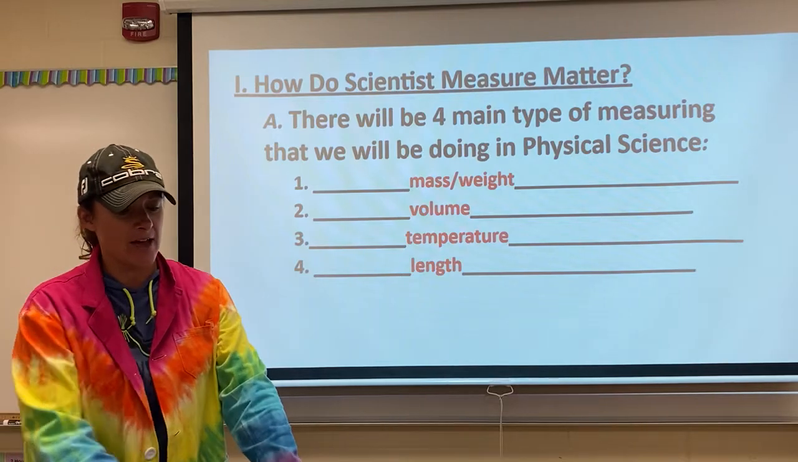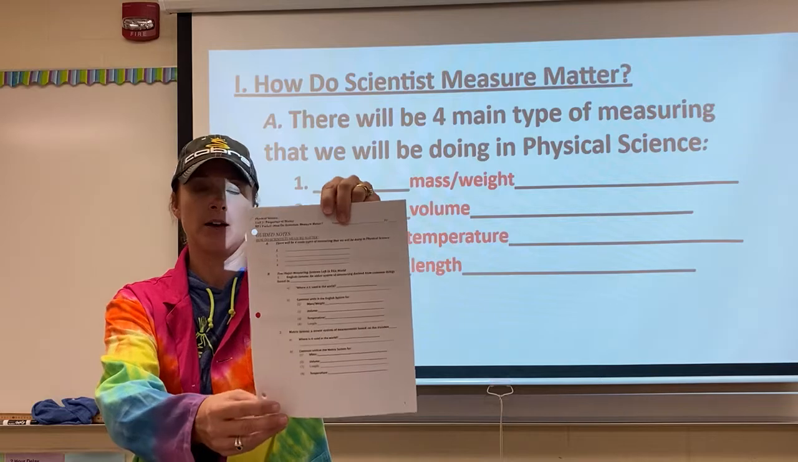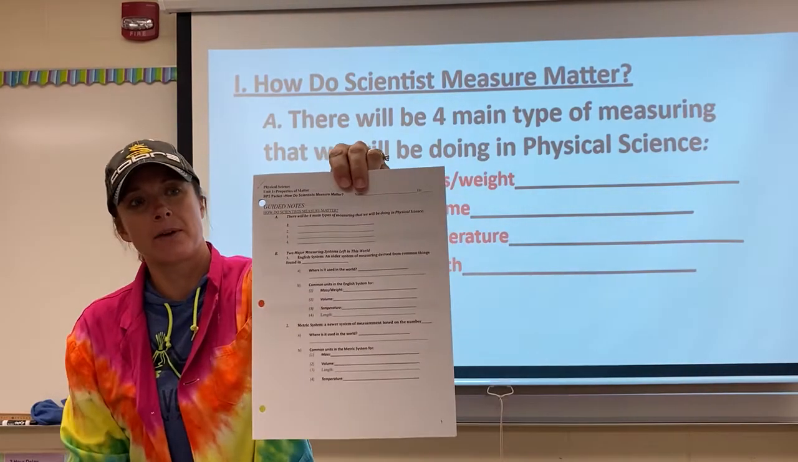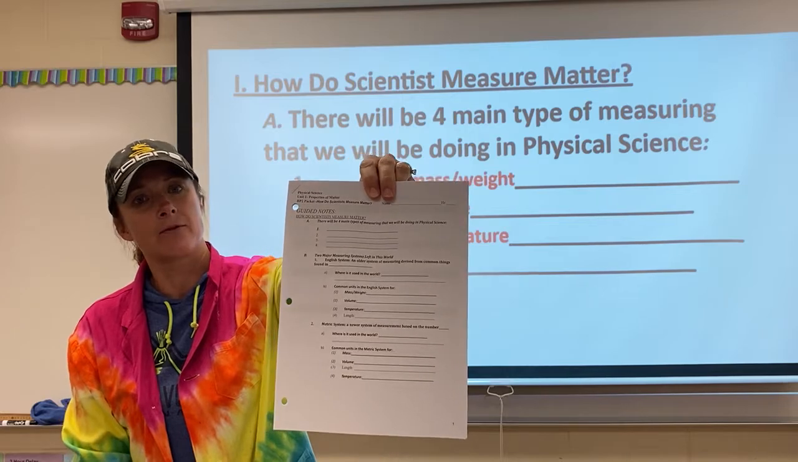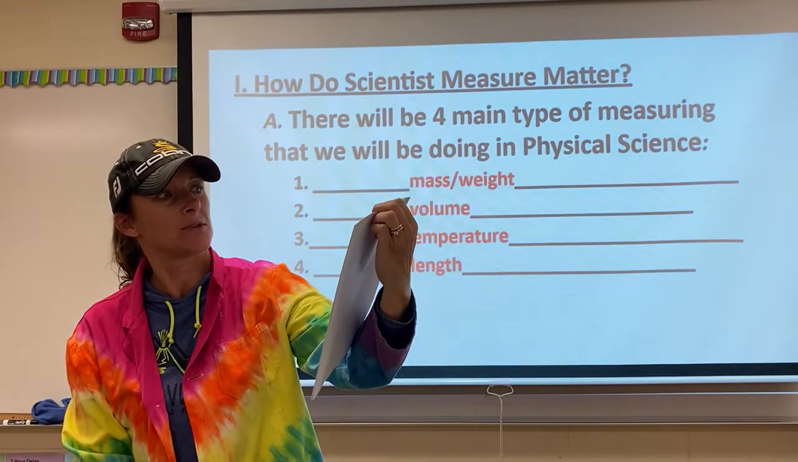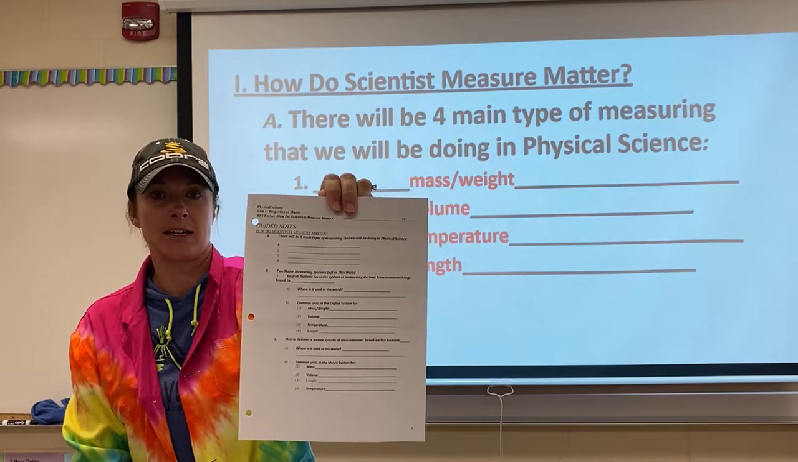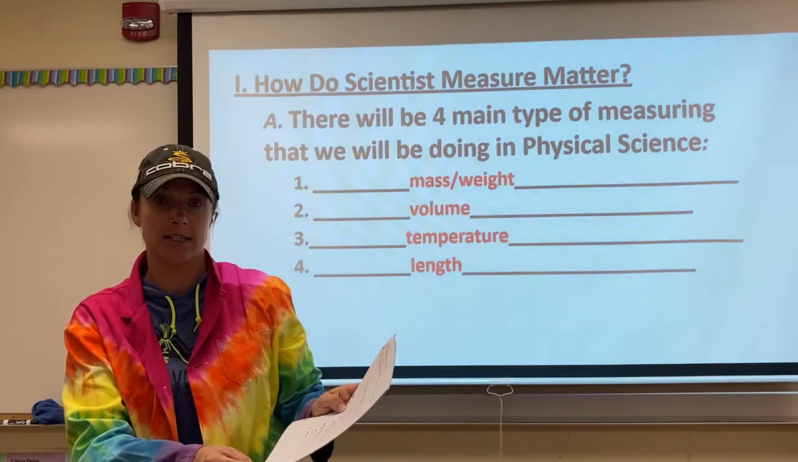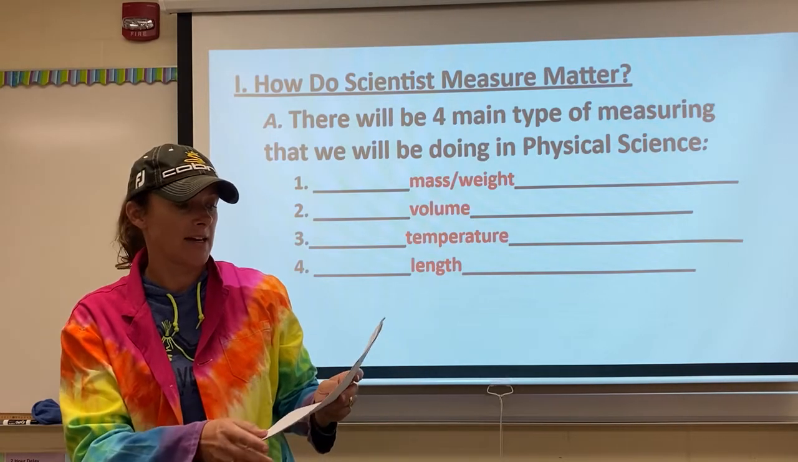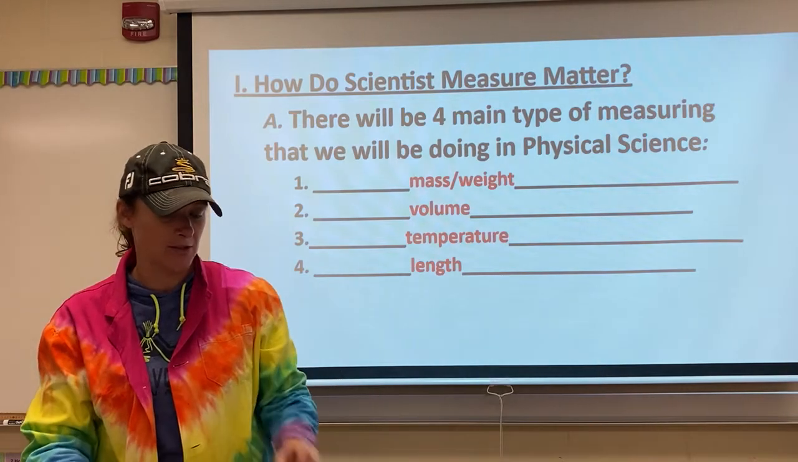What I want you to have out, you would have gotten this a couple days ago, and I don't know how well it's going to zoom. But it is the guided notes and the BP packet for BP number 2. So it's how do scientists measure matter? And we actually did an activity with this in class the last time that you were here. And now we're going to take some notes. So we're going to do some notes on pages 1 and then also pages 2.